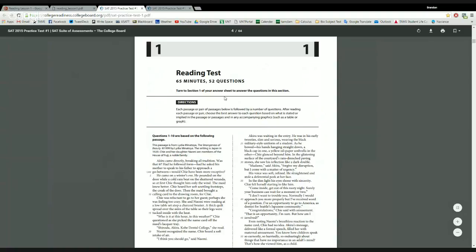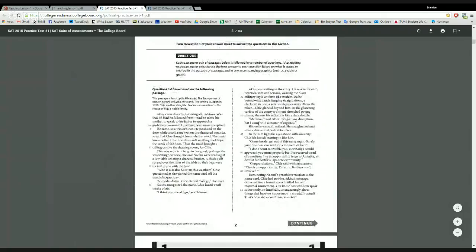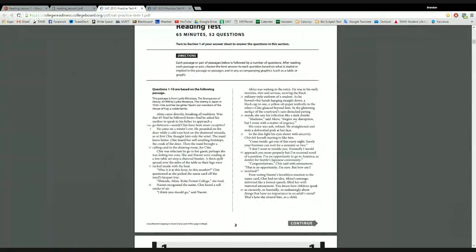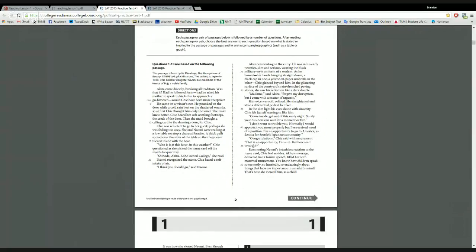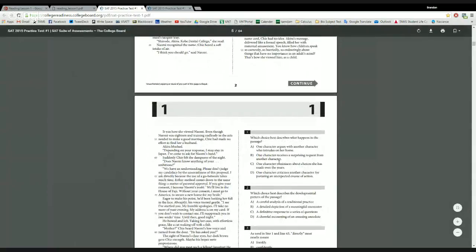So this is the first College Board practice test. Here's a reading section. So we've got the first reading passage. We're going to go to the questions first, and we're going to scan them to look for ones that are passage-based, the ones that have line-based questions.